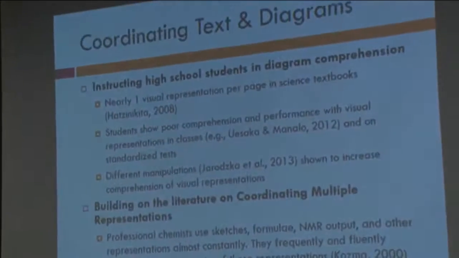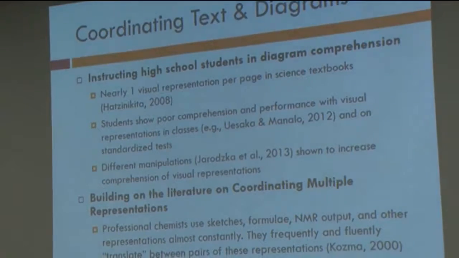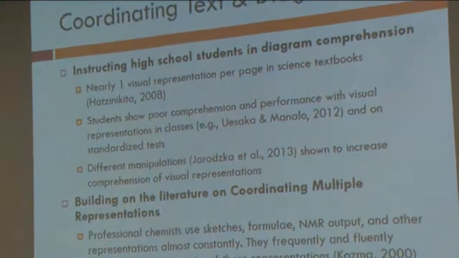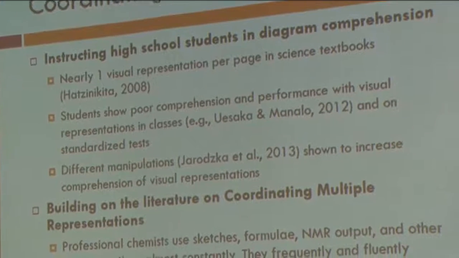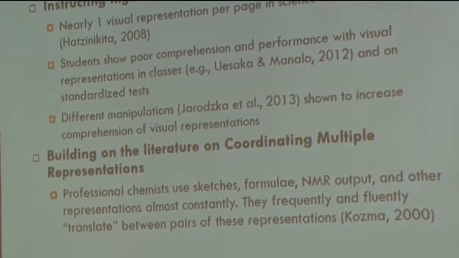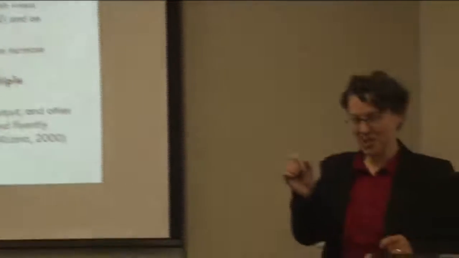Just briefly, there's been some work that analyzes representations in science textbooks, and there tends to be about one per page. That's pretty steady across middle school, high school, and undergraduate textbooks. Of course, as you all know, middle school textbooks are thin. High school textbooks are about an inch, and undergraduate textbooks are about 3 inches.